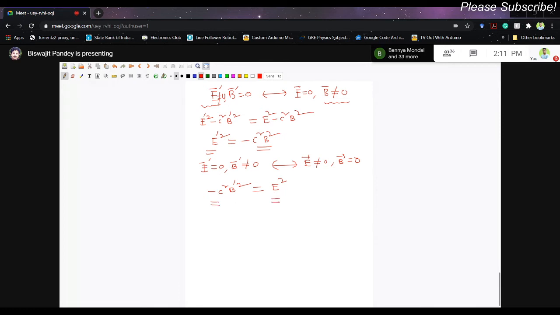So our conclusion is that we cannot transform a pure electric field to a pure magnetic field, or a pure magnetic field to a pure electric field. That is not allowed by relativity. An electromagnetic field can be transformed to a pure electric field or a pure magnetic field, given we satisfy the condition E dot B equal to zero, and mod of E greater than C mod of B, or mod of E less than C mod of B. That is possible. But this is not allowed. Fine. So these are the invariants.